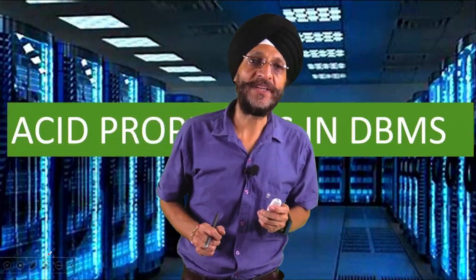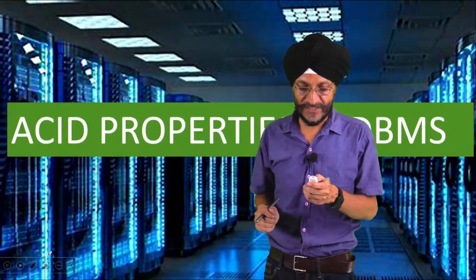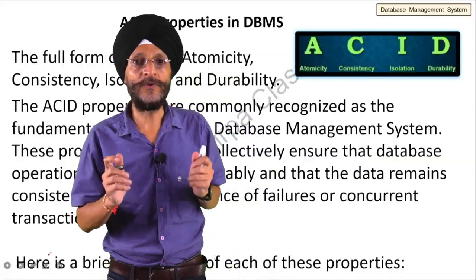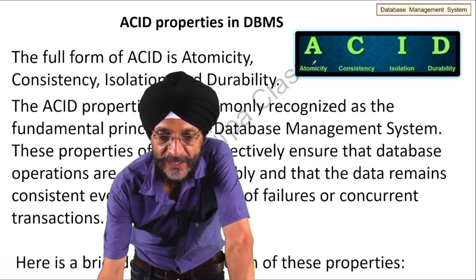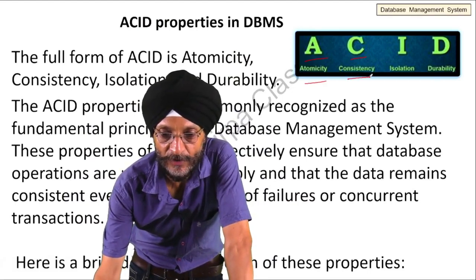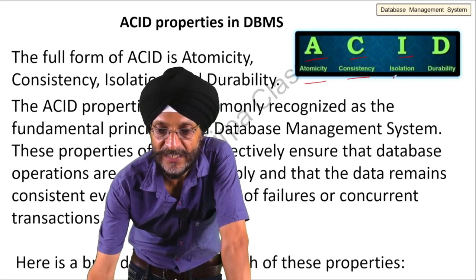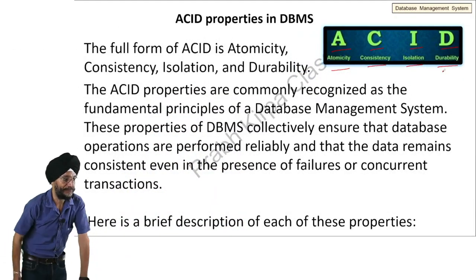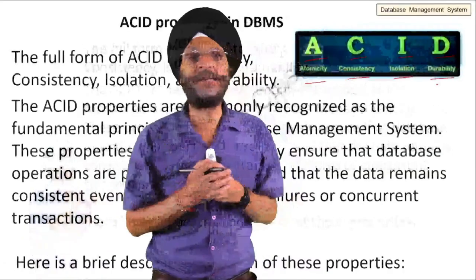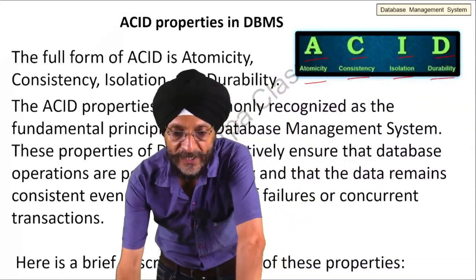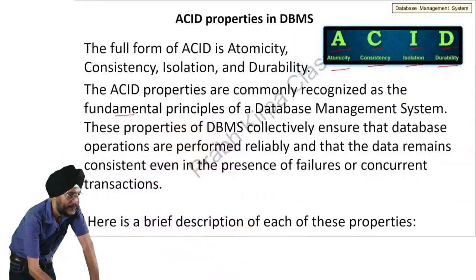Now, our topic is ACID properties in DBMS. The full form of ACID is: A stands for atomicity, C stands for consistency, I stands for isolation, and D stands for durability. These ACID properties in DBMS are commonly recognized as fundamental principles of DBMS.